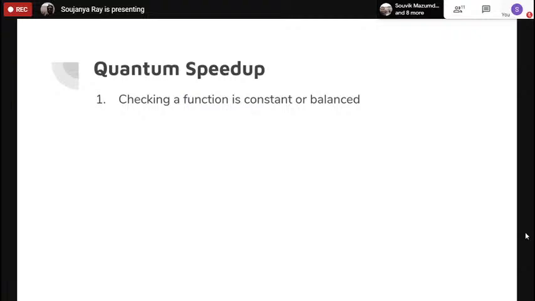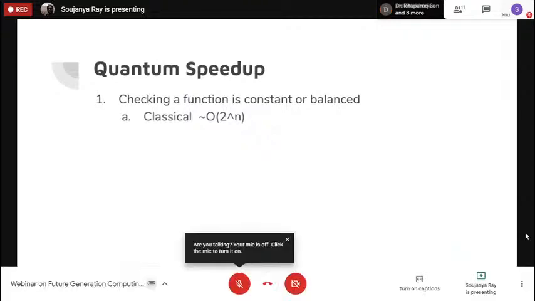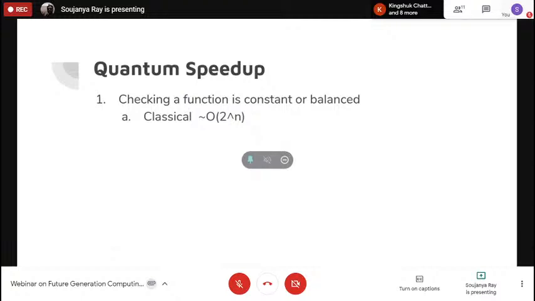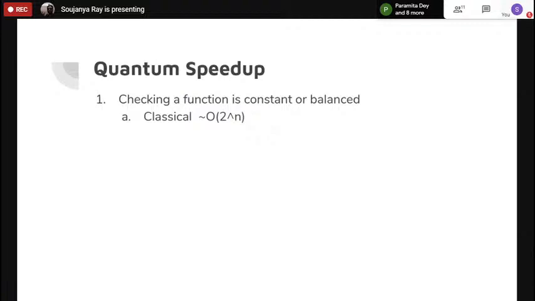For a classical computer, it takes roughly 2 to the power n minus 1 plus 1 times. It takes this amount of time because you have to check all possible combinations of input and check whether the output is the same or different, that is, constant or balanced respectively. But in quantum computers, you can do this in just one shot. Yes, just one input and you can tell whether the function is constant or balanced. So yeah, that is how quantum computers help us.